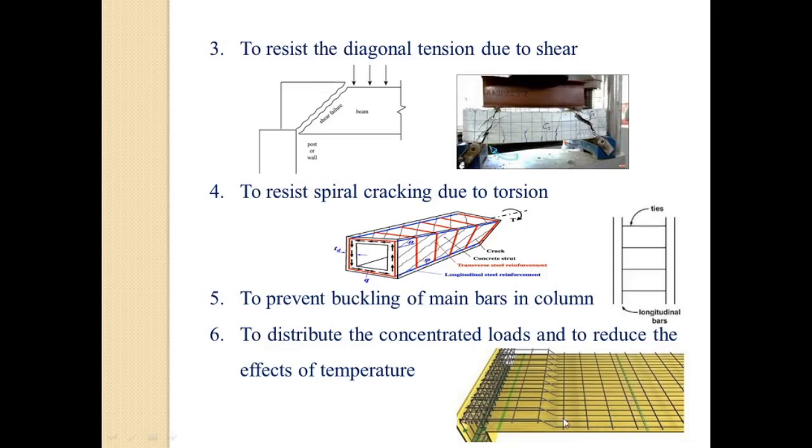Here we can see the reinforcement in a slab. This is the main steel, and this is the distribution steel. So what is the use of this distribution steel? To hold the main steel in position and to reduce the effect of temperature and shrinkage. So these are all the functions of the reinforcement.